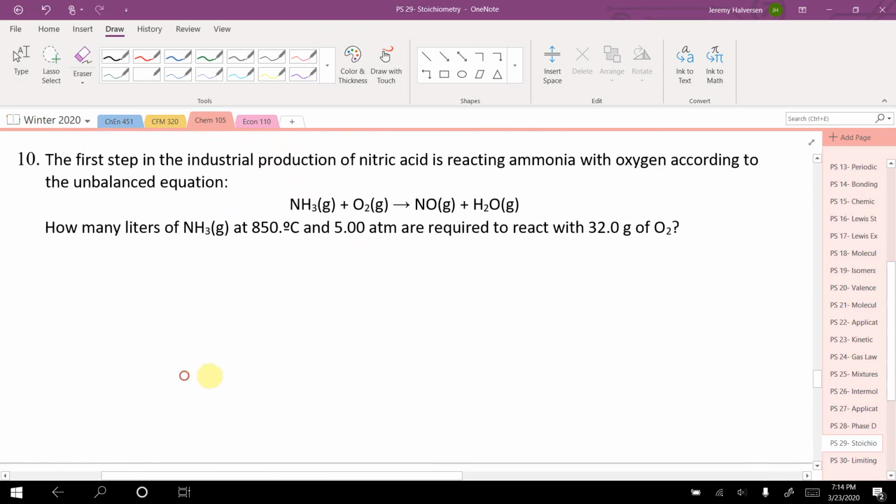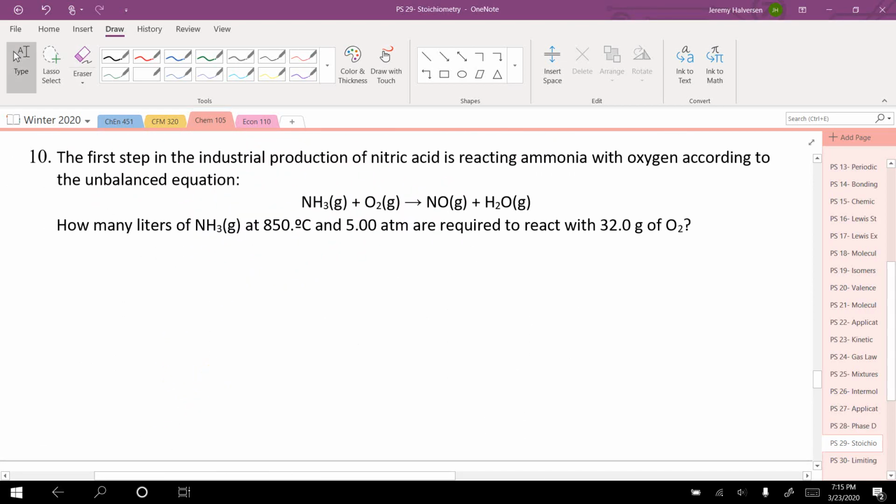Okay, the first step in the industrial production of nitric acid is reacting ammonia with oxygen according to the unbalanced equation here. How many liters of NH3 at 850 degrees Celsius, 5 atmospheres are required to react with 32 grams of oxygen?